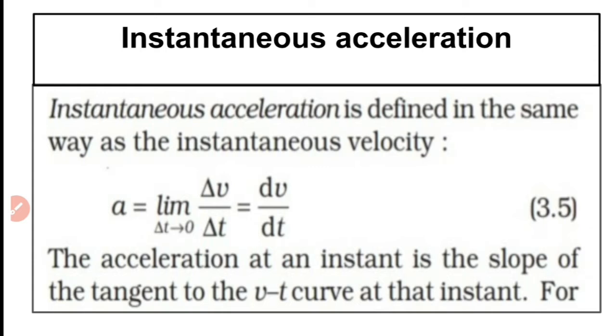Now we can find average acceleration and instantaneous acceleration from a graph, the velocity time graph. If the velocity time graph is a straight line, the slope of the graph will give you acceleration. If it is not a straight line, to find instantaneous acceleration at a particular instant of time, you can draw a tangent to that graph at that instant and find the slope of that tangent. So the slope of the tangent to the VT graph will give you the instantaneous acceleration.